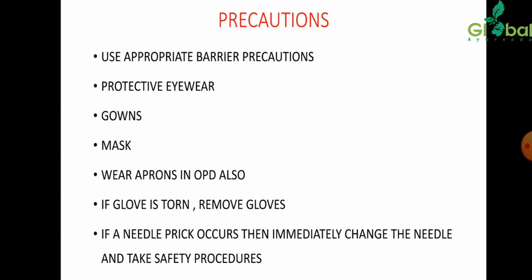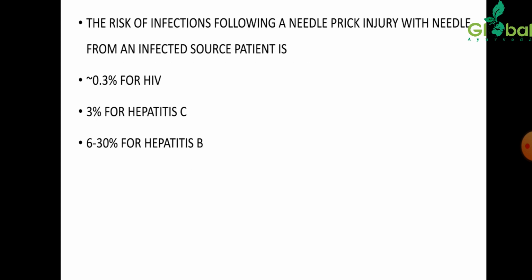The risk of infection following a needle prick injury with a needle from an infected source patient is 0.3% for HIV, 3% for hepatitis C and 6 to 30% for hepatitis B. Take care of that. Hepatitis B immunization.